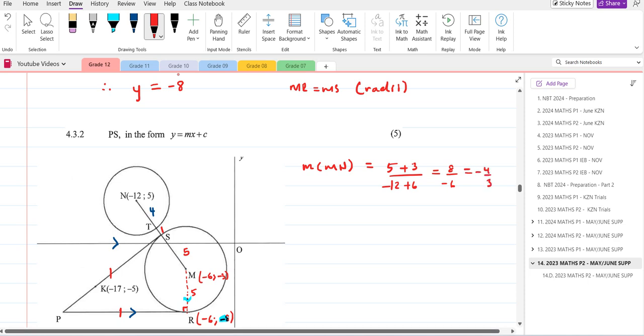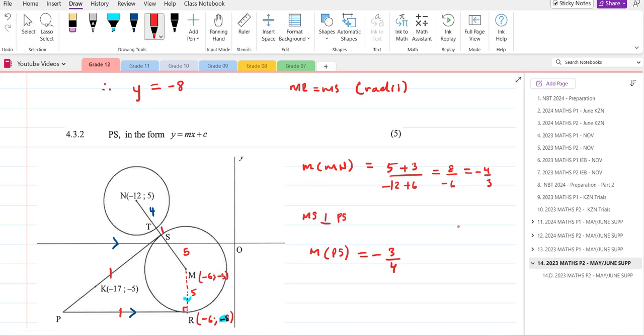Okay, so now the gradient of PS now becomes negative reciprocals, negative 3/4, right? Because MS is perpendicular to PS. Why are we saying MS is perpendicular to PS? We should say that first rather. Why is MS perpendicular to PS? Because the radius is perpendicular to tangent.